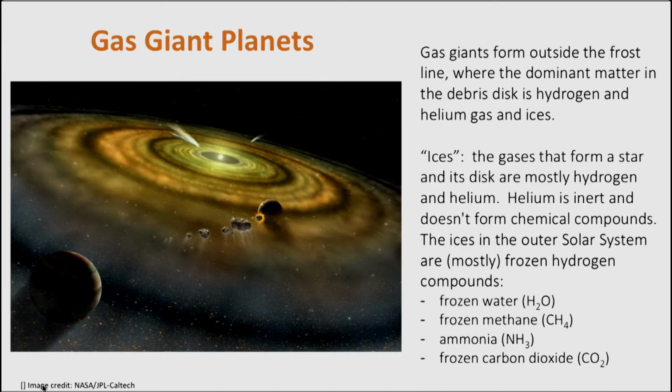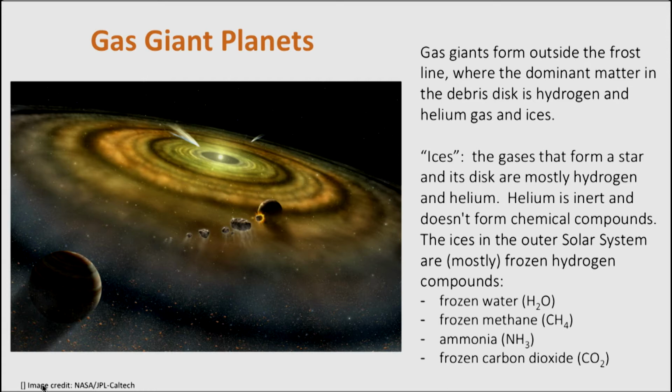What about gas giant planets? They form outside the frost line, where the dominant matter in the debris disk is hydrogen and helium gas and associated ices from compounds involving hydrogen. We need to talk about how astronomers define the word ices. Most of the material in a young solar system, or in the Sun itself, is hydrogen and helium. And the disk that forms around the star is also mostly hydrogen and helium.